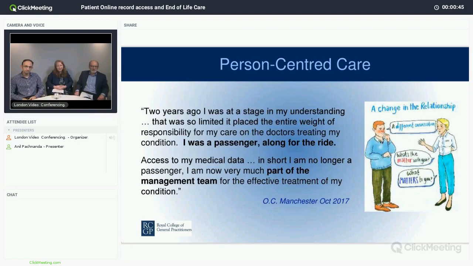This is fundamentally the approach we take. I'll just give you a second to read this quote from a patient in Manchester. And I think the image captures it. It's not just a matter of saying, what's the matter with you? But it's actually wanting to know what matters to the patient. What are their priorities at the time that you're seeing them?